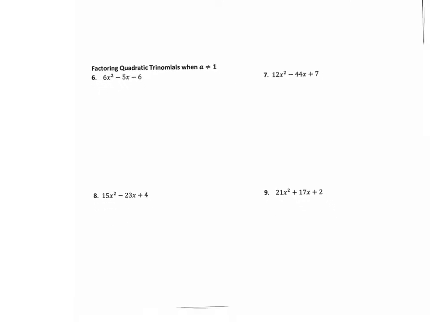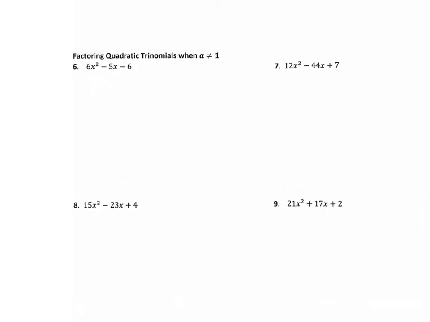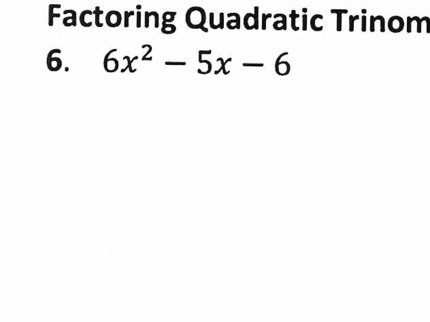All right, now down here, yes, we're going to continue with factoring by grouping, but we need to know how to factor quadratic trinomials when a is not equal to 1, okay? So I'll do number 6, and hopefully you guys continue and do 7 through 9. So step 1 on number 6, I hope we remember that. Step 1 is to multiply a times c. So a is 6, c is negative 6. So a times c is negative 36.